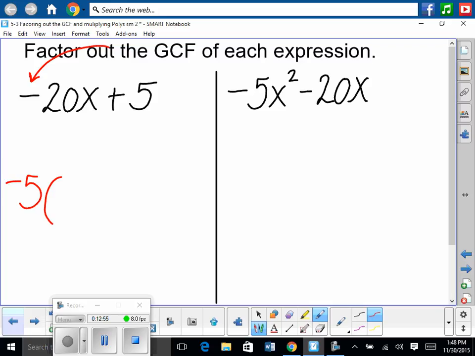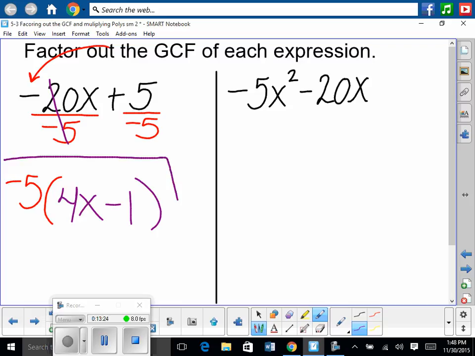So divide each thing by what you factored out. No matter what, if there's a negative in front, you're going to pull out your factor with a negative. Now be very careful here with your signs on this next part. Negative 20 divided by negative 5 is positive 4, and then there's an x left, right? What's positive 5 divided by negative 5? Negative 1, and we're done. Boom. We're getting there.